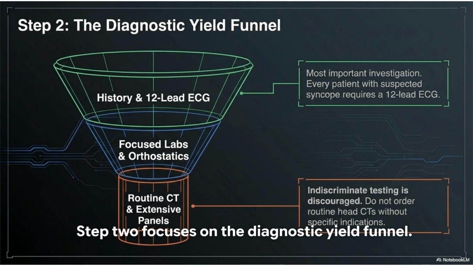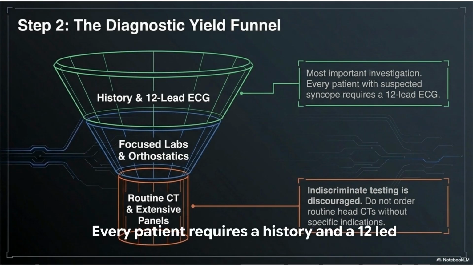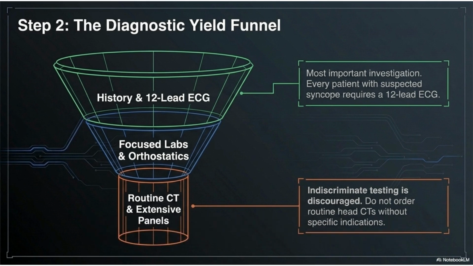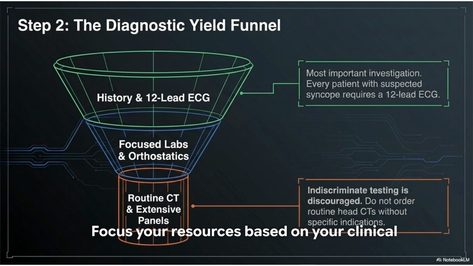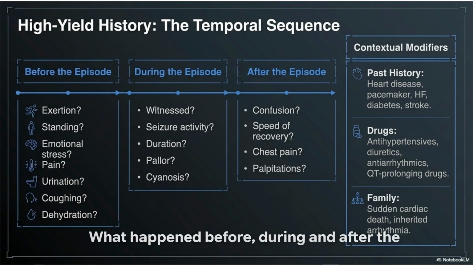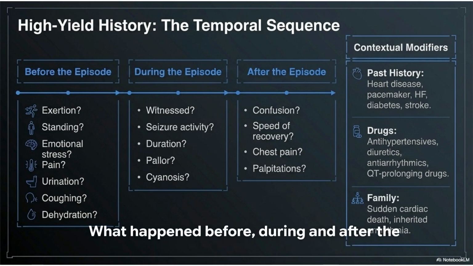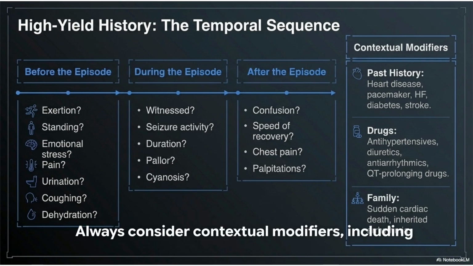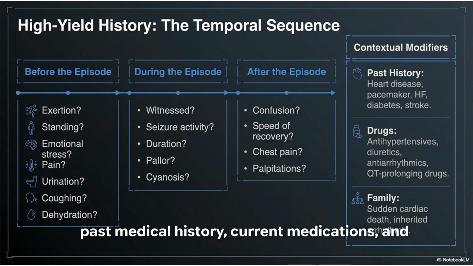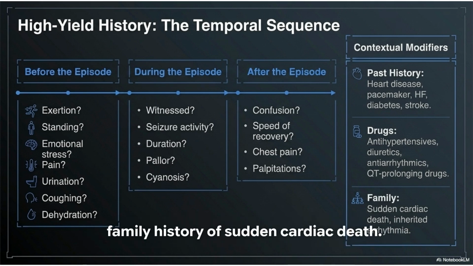Step 2 focuses on the diagnostic yield funnel. Every patient requires a history and a 12-lead ECG. Avoid indiscriminate testing like routine head CTs. Focus your resources based on your clinical assessment. The patient history should follow the temporal sequence: what happened before, during, and after the episode. Always consider contextual modifiers, including past medical history, current medications, and family history of sudden cardiac death.